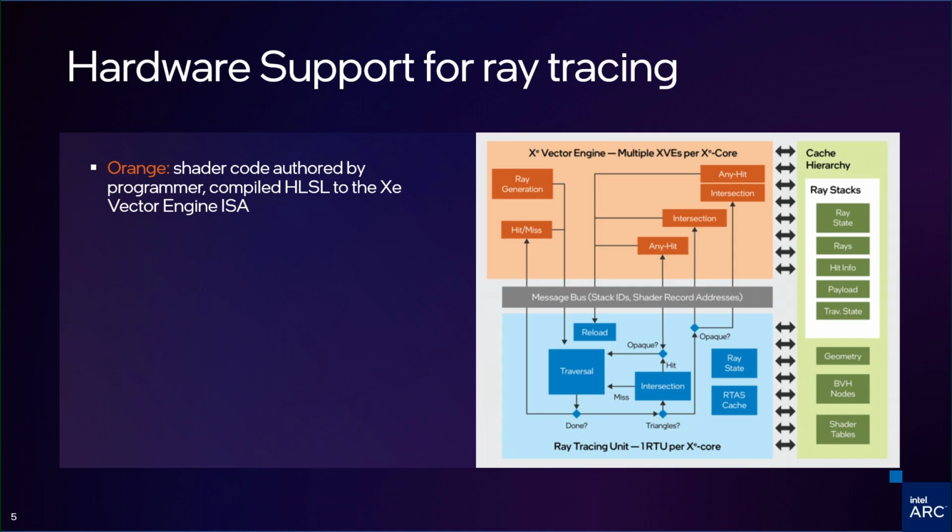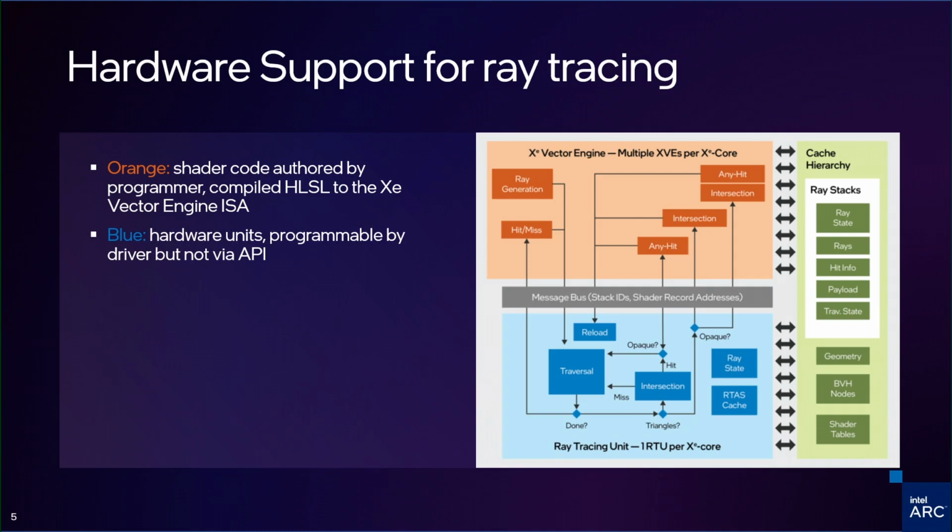So first, we see on the upper left these orange boxes. These are being executed on what we call the Xe vector engines. And these are what support the SIMD ISA that we know and love on our GPUs. And all of those different types of shaders are executed there. This is also the code that you as the programmer write.